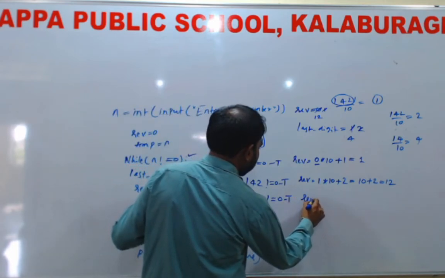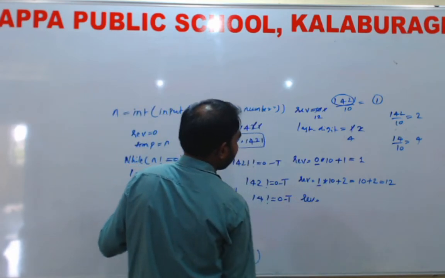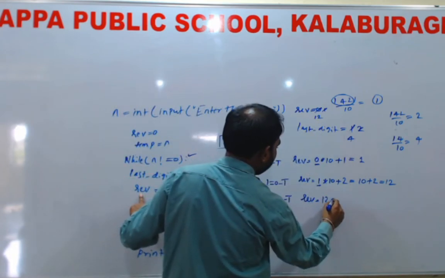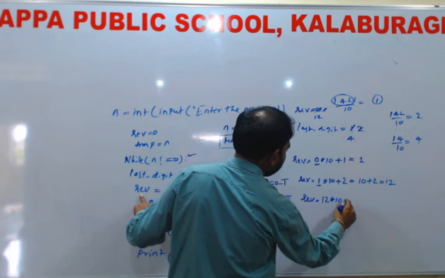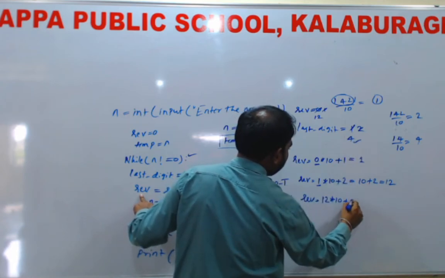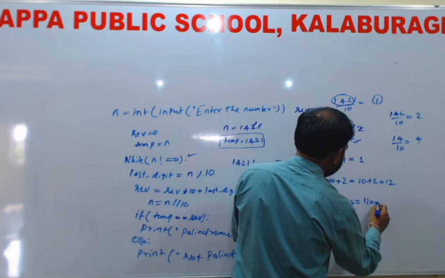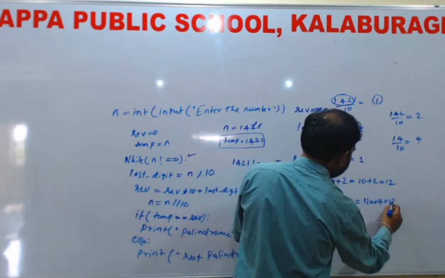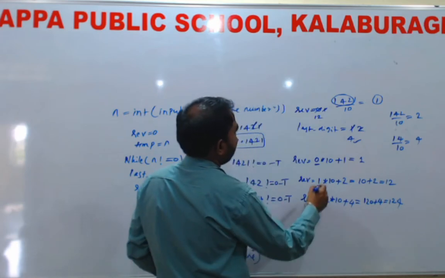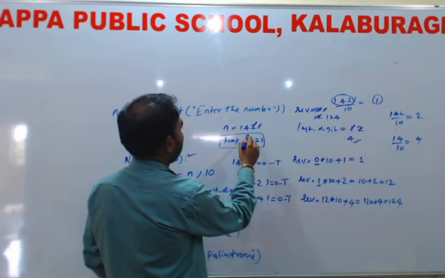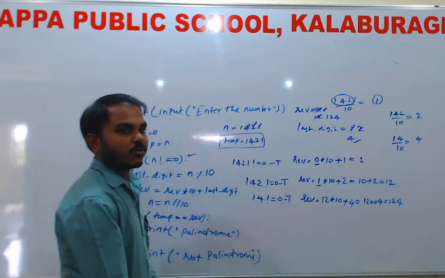So reverse is equal to, what is my reverse value now? Initially it was 1, now it becomes 12 into 10. What is the last digit number we have? 4, right? So 120 plus 4, which is equal to 124. Now the reverse value becomes what? 124. So we have done with the 4 also, right?